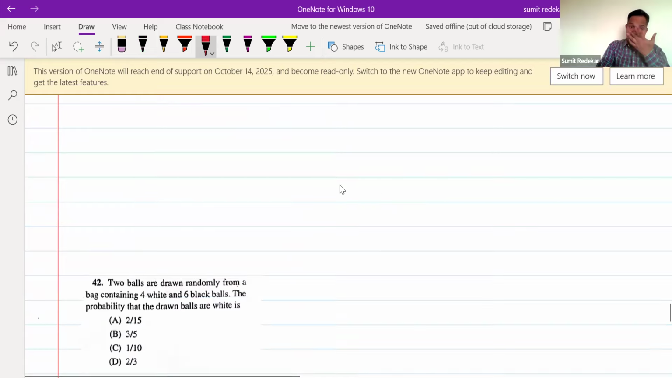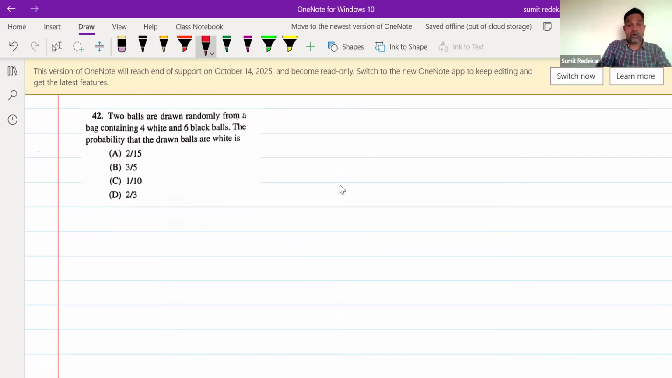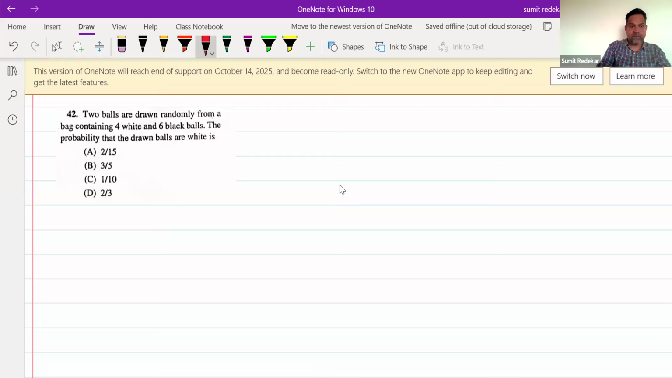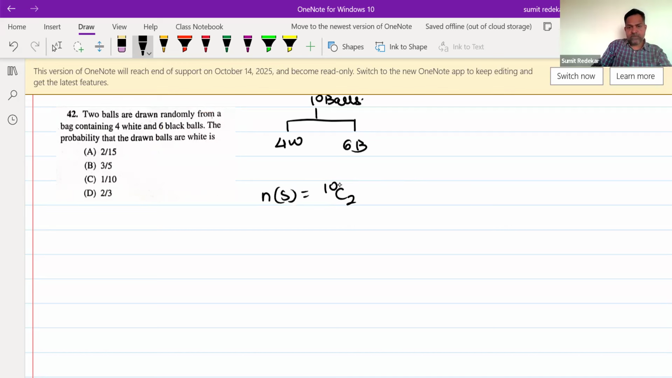Question number 42. Two balls are drawn randomly from a bag containing 4 white and 6 black balls. The probability that the balls drawn are white. First, 4 white and 6 black balls, a total of 10 balls. For the sample space, you are drawing 2 balls out of 10, so 10 into 9 upon 2 into 1, that's 9 into 5. Hold on to that, because 45 is not visible in the denominator, so this will also cancel. What is the probability that you draw a white ball? There are 4 white balls, correct?